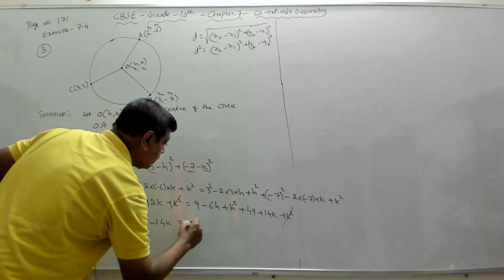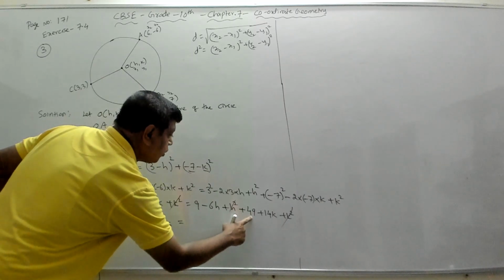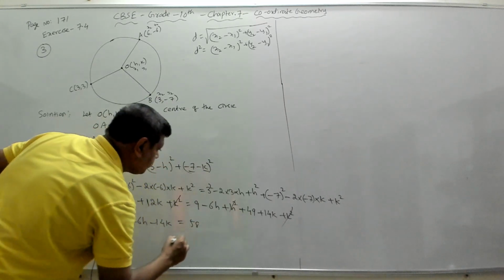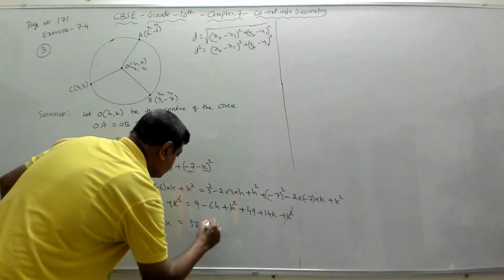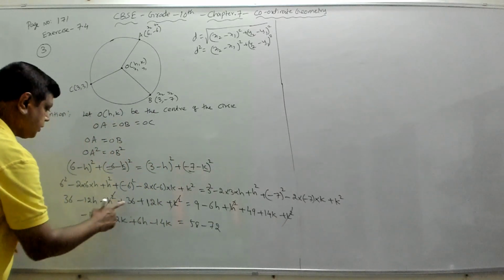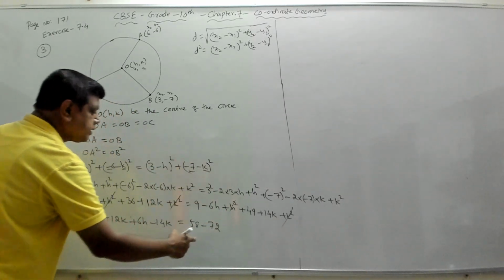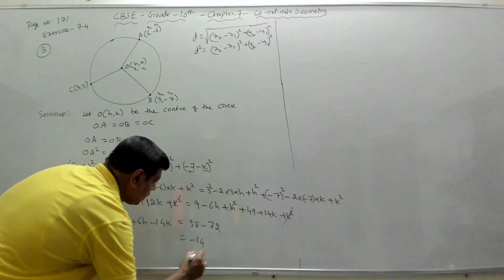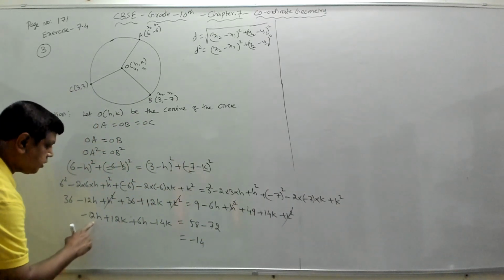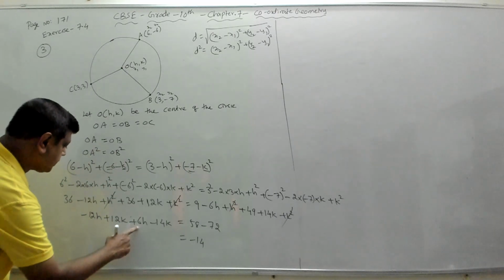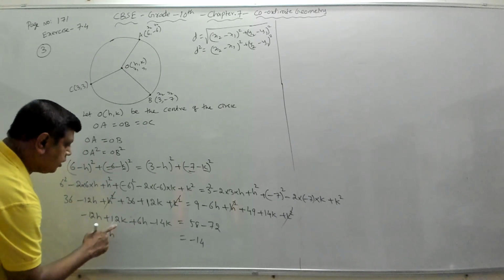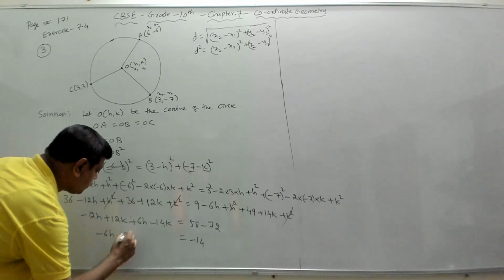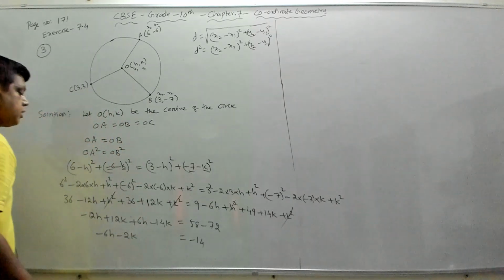That goes to the other side. So here 9 plus 49 is 58. 58 minus 72, since 36 plus 36 is 72. 72 goes that side, minus 72. 9 plus 49 is 58. So that gives you minus 14. And this gives you 12h plus 6h, which is 18h. 12k minus 14k is minus 2k equal to minus 14.